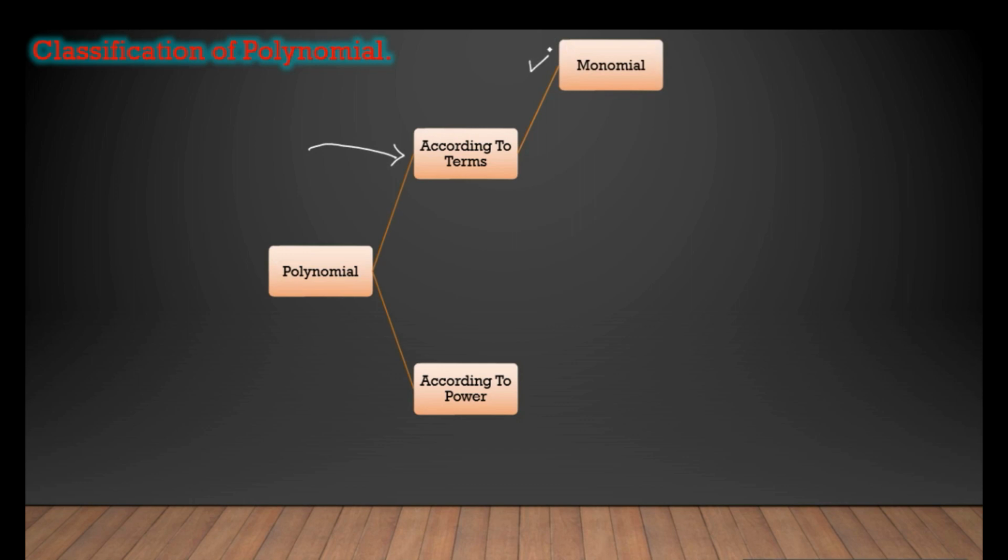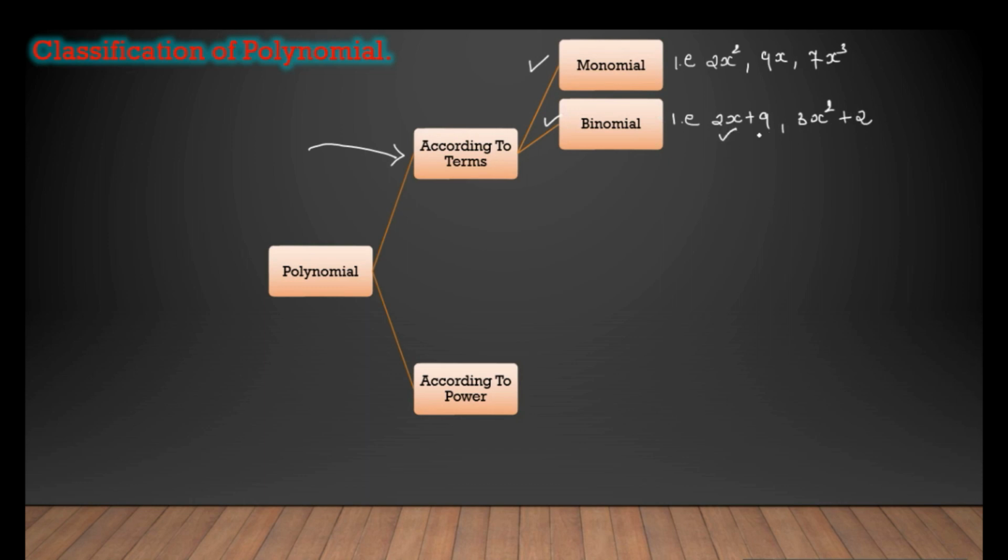So first, this is a monomial. Monomial means a polynomial which has a single term. For example, 2x square, 9x, 7x cube. These are all polynomials having only a single term. That is why such a polynomial is considered a monomial. Now binomial. A binomial is a polynomial which has two terms. For example, 2x plus 9, 3x square plus 2. These have two terms. As you can see, these are binomials.